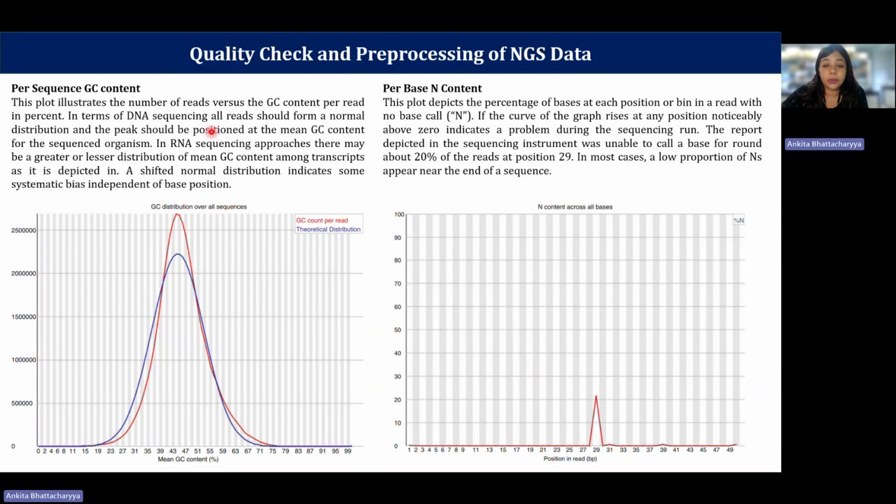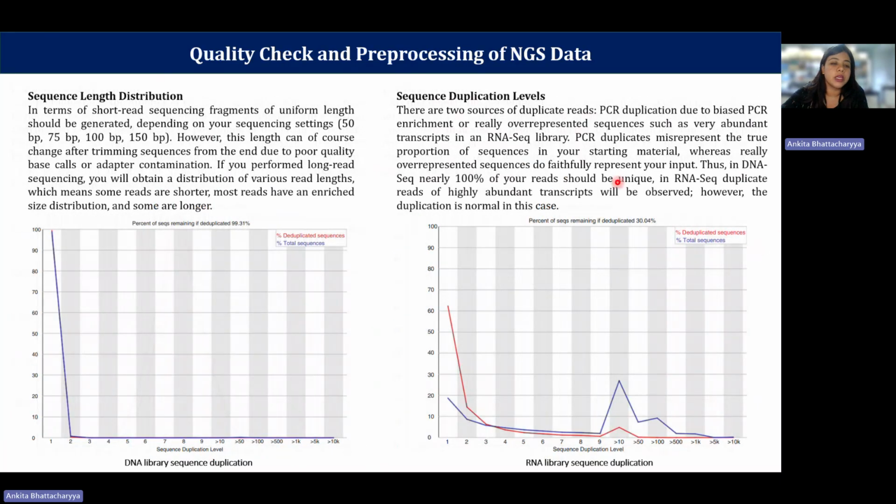Then you get your per sequence GC content, and your per base N content. GC distribution should be more or less normal everywhere. Per base N content shows that no base call, if present, should be very high. In most cases, a low proportion of Ns appears towards the end of a sequence, which is also fine. Then you have sequence length distribution. In terms of short read sequencing, fragments of uniform length should ideally be generated, but that can also change over time.